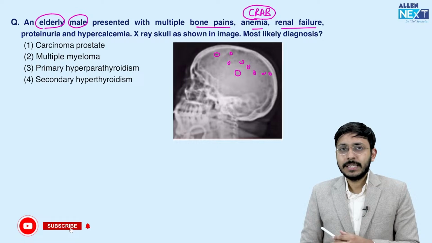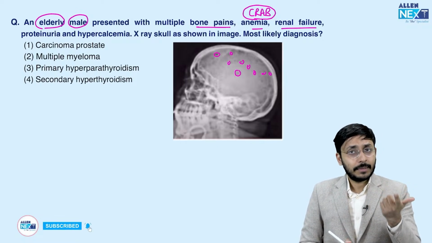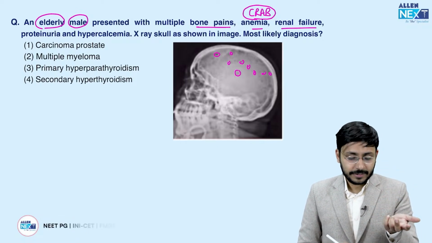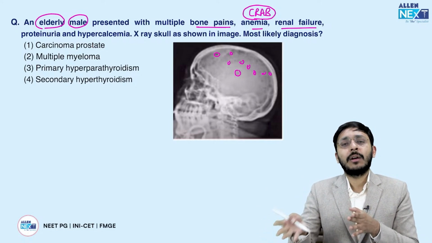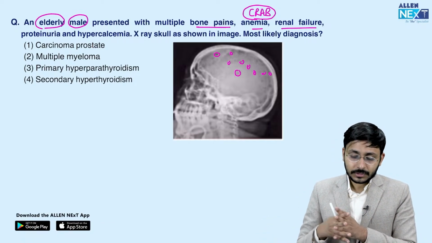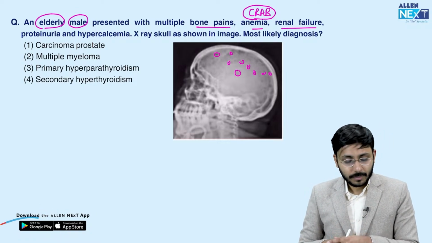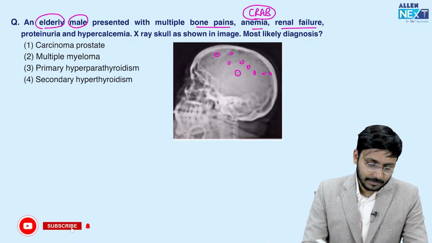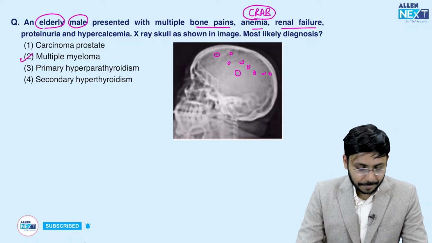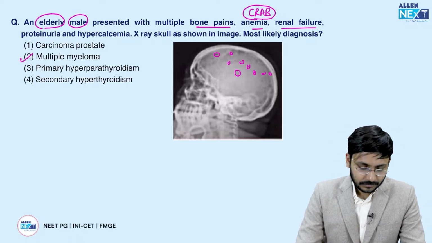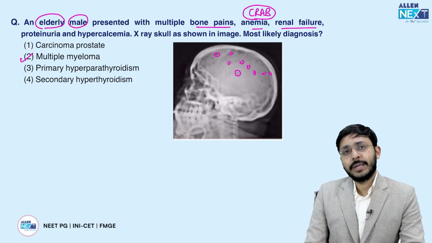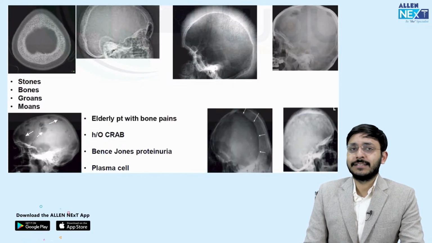So these multiple lesions can either be METs, multiple myeloma, or hyperparathyroidism, but then you have to rely on the history also. So since this patient has anemia, renal failure, proteinuria, bone pains, and it's an elderly male, the most likely answer is multiple myeloma. So right at the outset, we quickly see all other important skull X-rays as well.